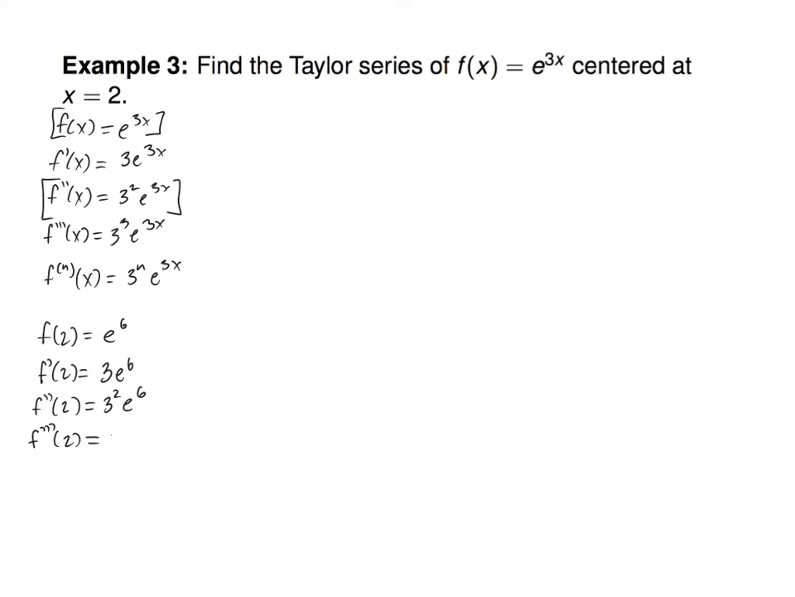Okay. What's the third derivative at 2? Well, that would be 3 cubed e to the 6, but also if you took the derivative of e to the 6, that would just be 0. Everything would be 0. But why are you saying e to the 6? Why do you say that? Because 2 times 3 is 6.